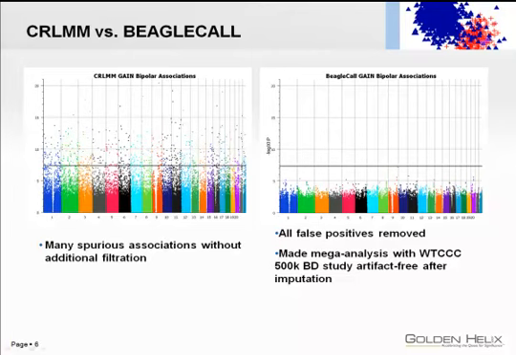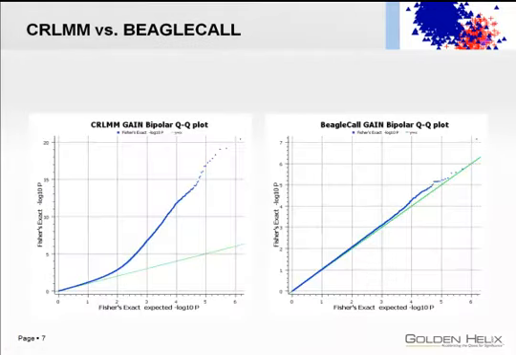Well, I'll go on and we'll talk some more if you still have questions. So here's the QQ plot for the C-realm on the bipolar study from GAIN. You see all the inflation of type 1 error, whereas here with BEAGLECALL it is very close to hitting expected values.